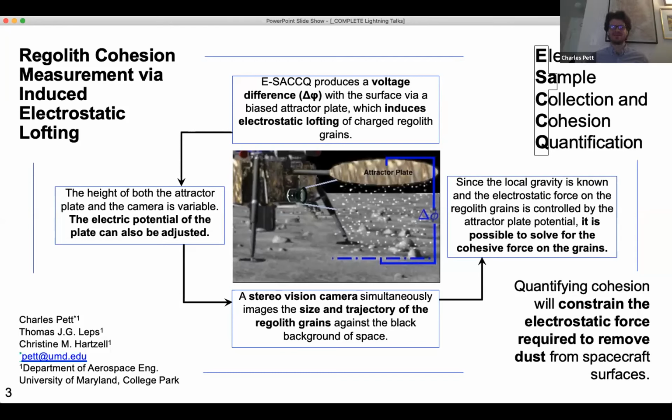So like I said, my name is Charles. I'm a graduate research assistant at the University of Maryland, studying with Dr. Christine Hartzell, as you just heard from. So today I'll be talking about obtaining a regolith cohesion measurement via induced electrostatic lofting.